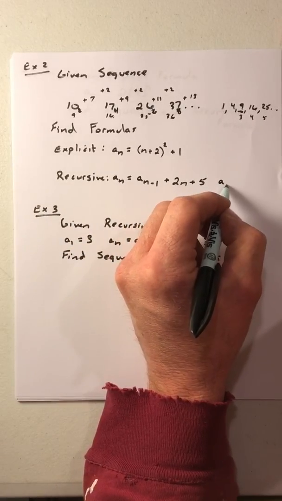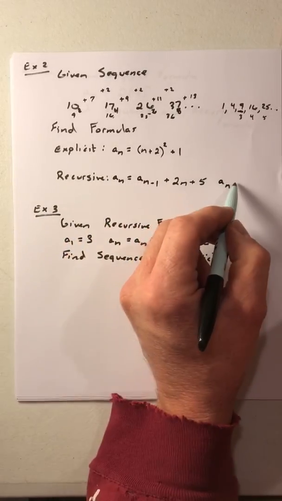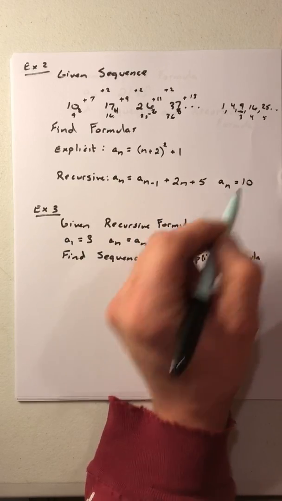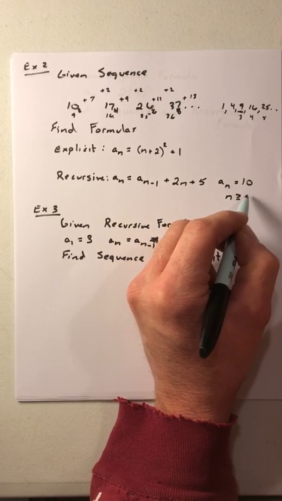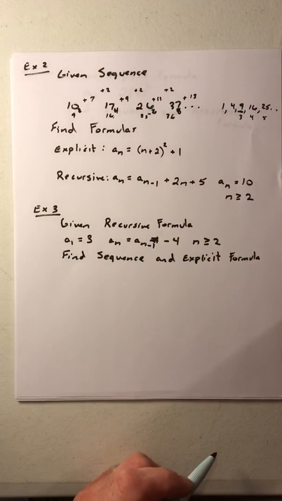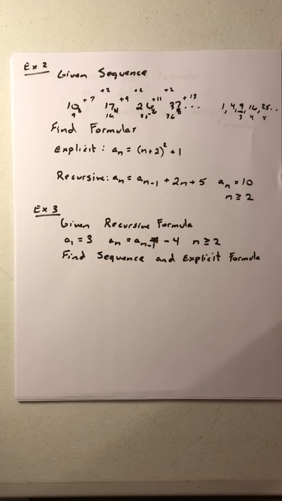Where a sub 1, my first term, is going to equal 10. And again, I know that n is going to be greater than or equal to 2. Again, play around with the recursive formula. If it doesn't come to you quite yet, that's not a big deal to me at this point in time.